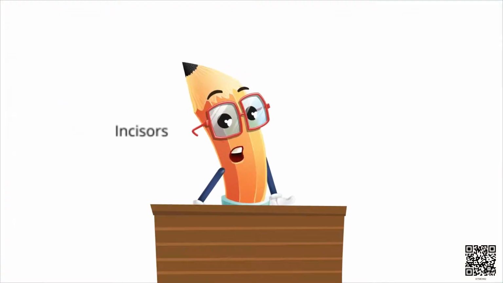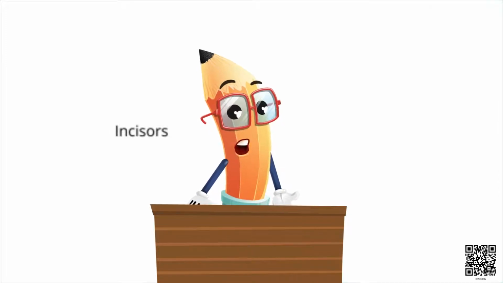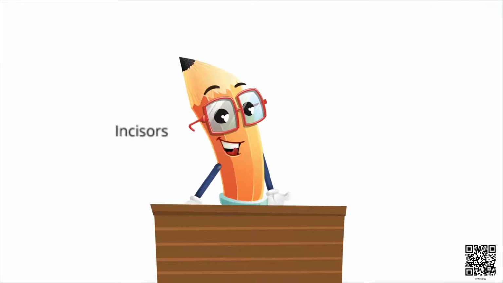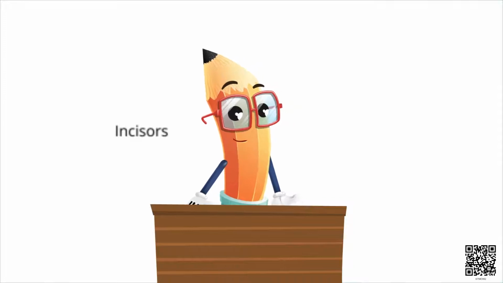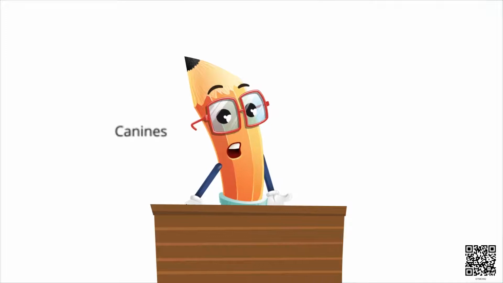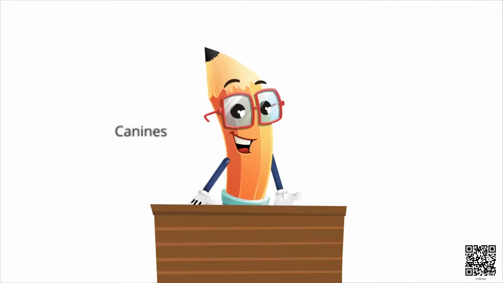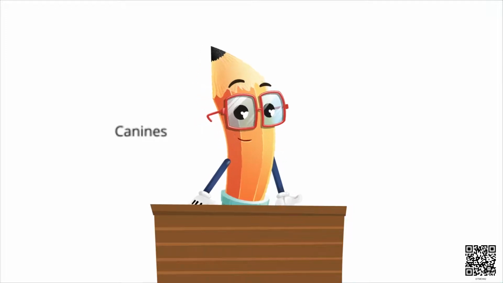Incisors are used for cutting and biting of food, and they are eight in number: four in the lower jaw and four in the upper jaw. Canines are used for tearing and piercing the tough food, and they are four in number: two in the lower jaw and two in the upper jaw.